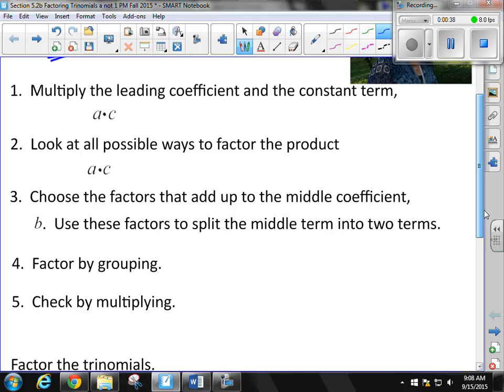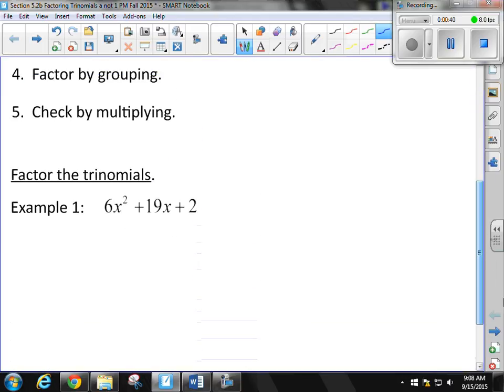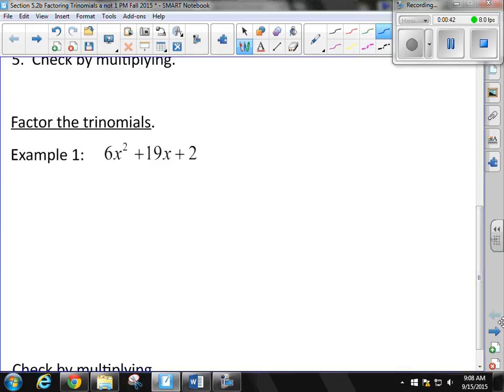So we're going to use this method on this trinomial. So our first step, we're going to identify the leading coefficient and constant term, a times c. In this example, a times c is 6 times 2 or 12. Now we're going to look at all the possible ways to factor 12.